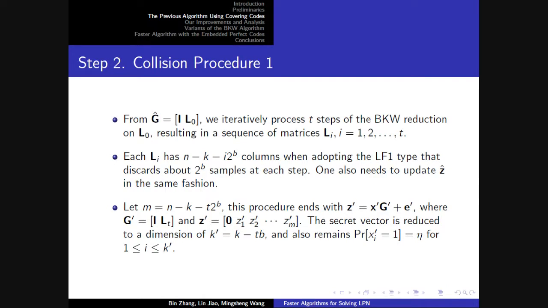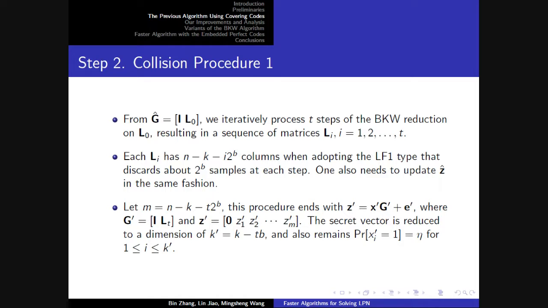And the clearing procedure, the BKW reduction: from this starting point, we iteratively process t steps of BKW reduction on L0, resulting in a sequence of matrices Li as here. Each Li has (n - k' - i) times 2^b columns when adopting the F1 type, which discusses 2^b samples at each step. One also needs to update the hat in the same fashion.